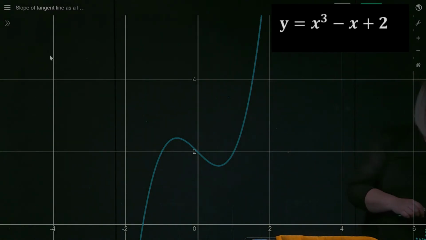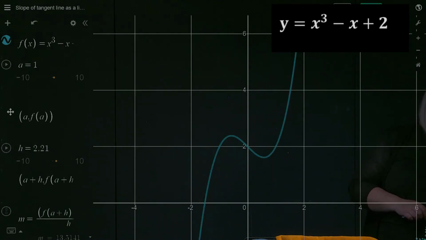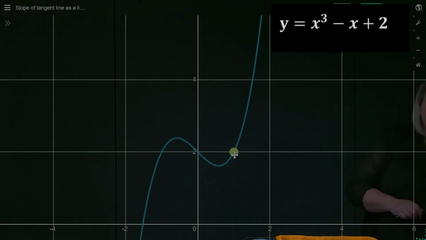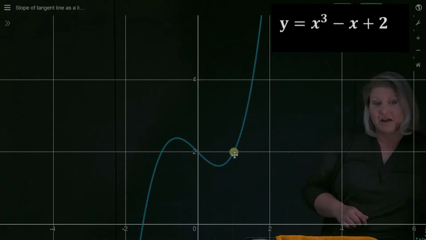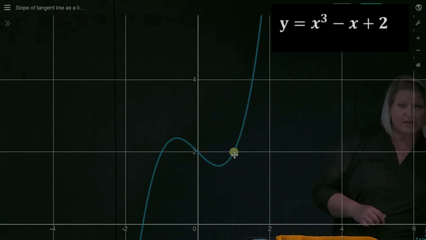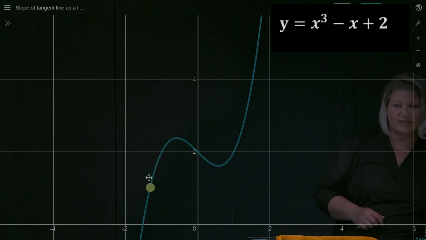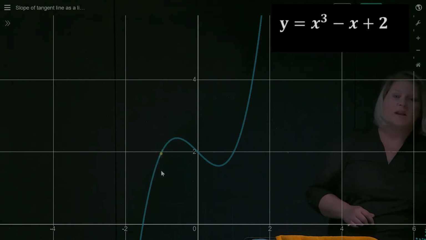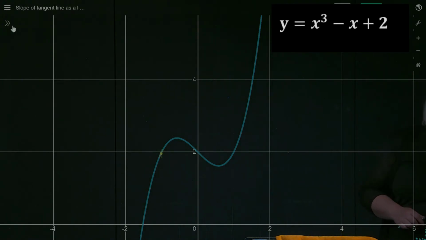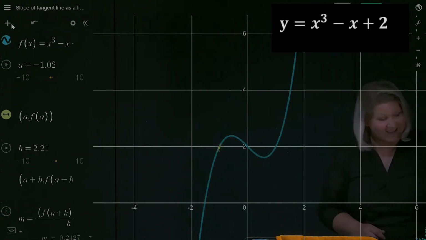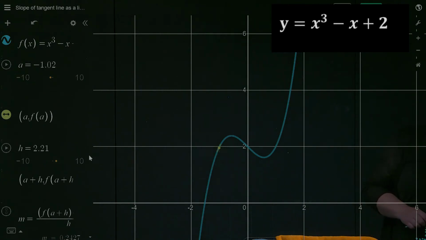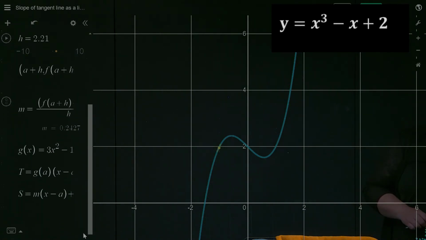First thing we're going to do is consider the point a equals 1. But as you can see here, I really could pick any point that I wanted to in order to make a tangent at that point. Now I'm going to show you what the tangent line would look like at that point, regardless of what tangent line I have.